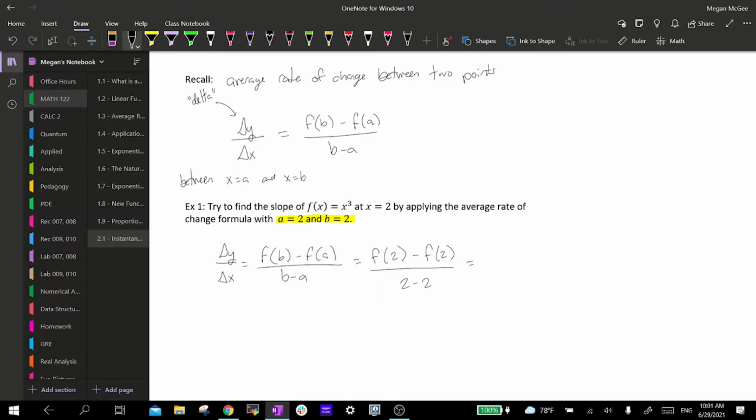Alright, we could keep going. The function at 2 is going to be 2 cubed minus 2 cubed over 2 minus 2. Do we see any red flags here? I'm specifically looking at this 2 minus 2 in our denominator. Here we would be dividing by 0, which we know causes all sorts of mayhem, the world implodes, that sort of thing, right? So we can't be dividing by 0. So automatically we have an issue with trying to find this average rate of change at 1 point.